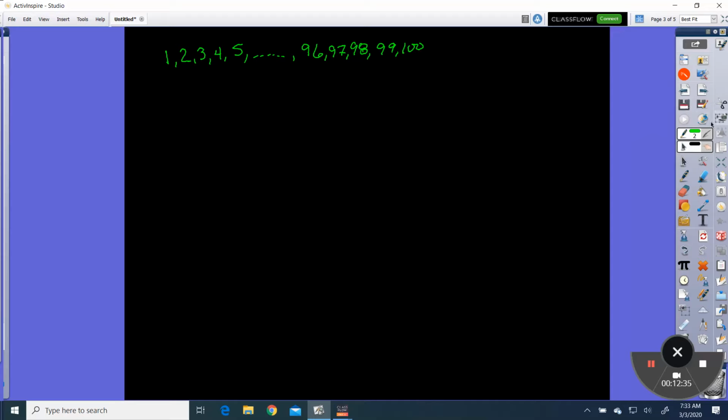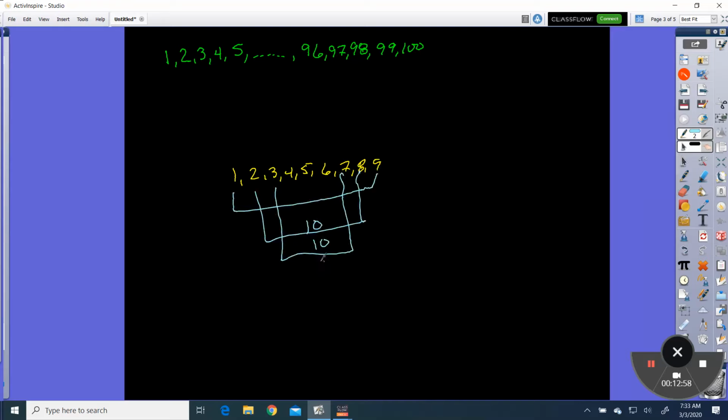Let's start with something else now. Let's start smaller. 1, 2, 3, 4, 5, 6, 7, 8, 9. I want you to add all those numbers together. What's 1 plus 9? What's 2 plus 8? What's 3 plus 7? What's 4 plus 6? And then you're left over with 5, so it's 45, right?